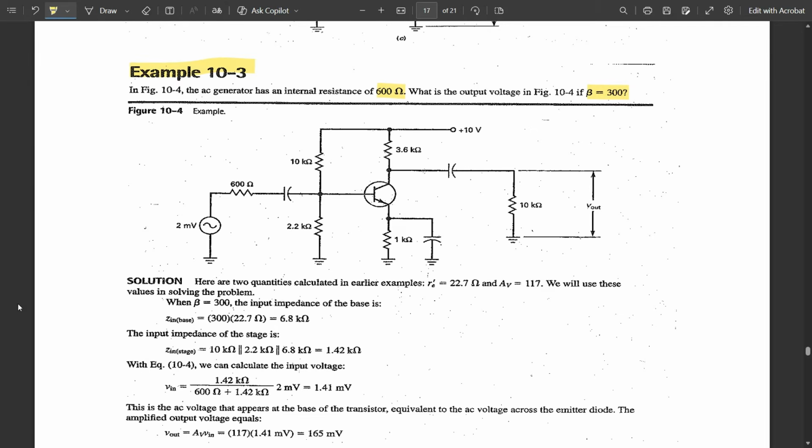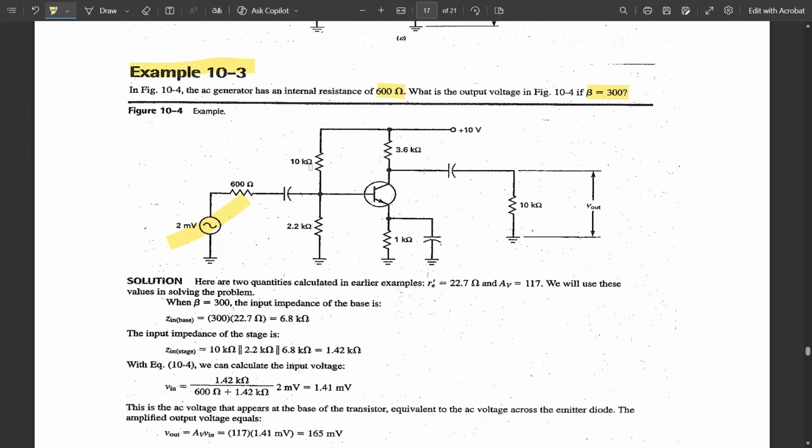Okay, they have told us to find the output voltage. So let us see what components or factors are mentioned in this circuit. One is V in. Then 600 ohm is mentioned here. So this is the RB, that is the base resistance.